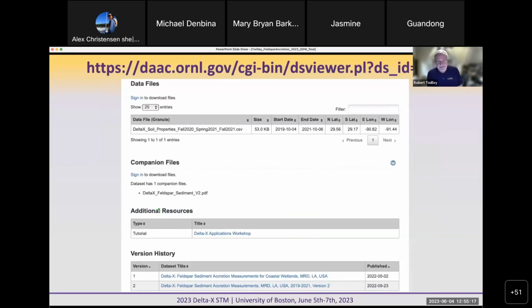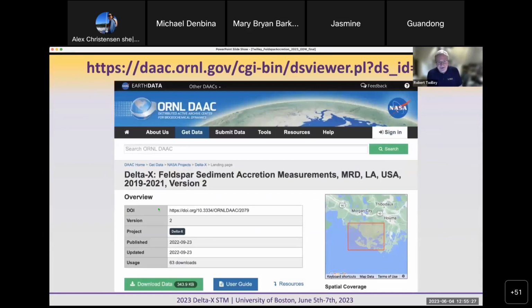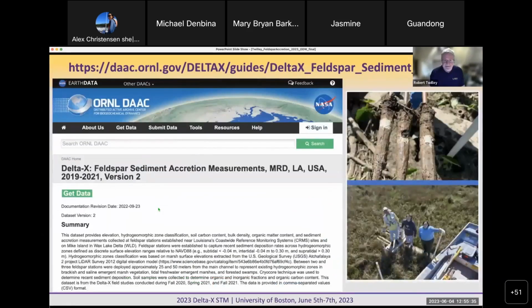And again, it's an example of what each of the parameters that we've posted. We have a user guide that is available to help explain exactly, again, all the data sets that were collected. Not only do we have accretion rates, but we have the organic and inorganic content, the bulk density, and the organic carbon content of the sediments collected.